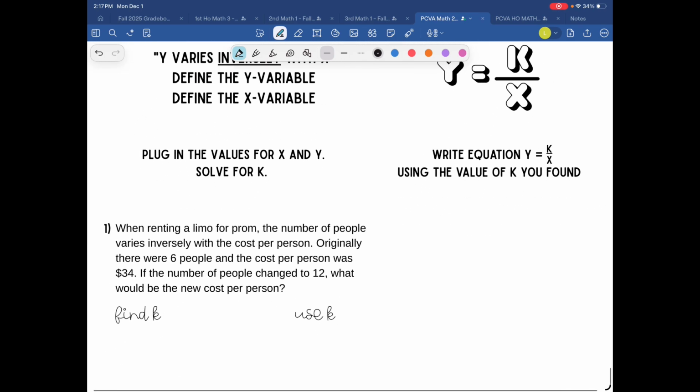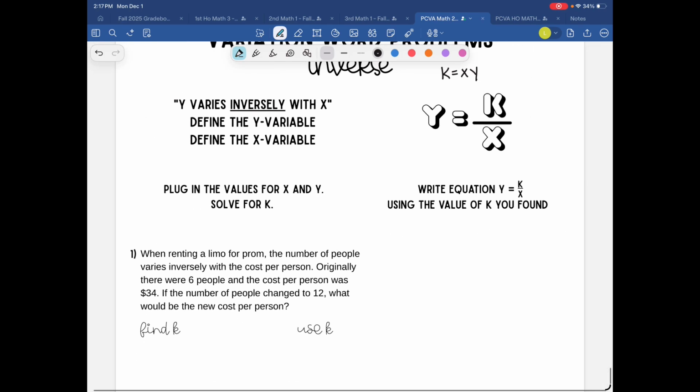So when we look at the problem, for number 1, when renting a limo for prom, the number of people varies inversely with the cost per person. So the fact that it said the number of people, that's going to be the y, and then the cost per person is going to be the x.